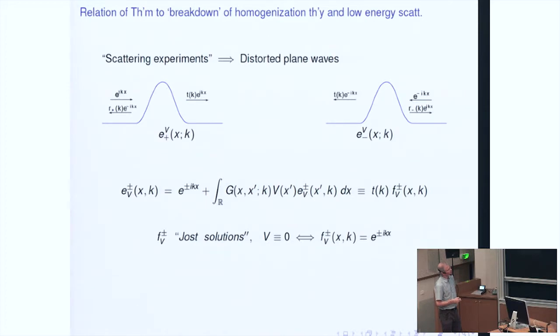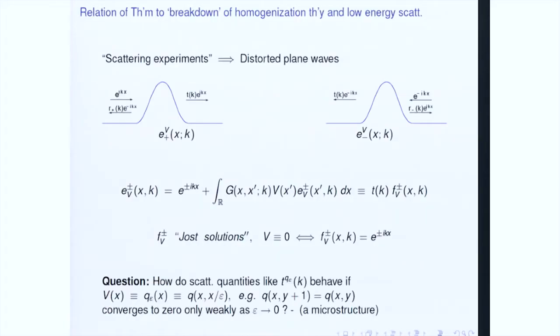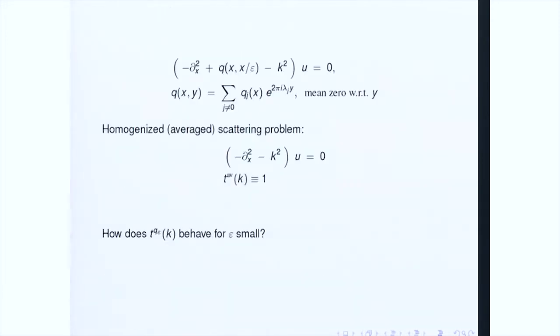And one could define the Jost solutions, which are defined by just factoring out the transmission coefficient. Those turn out to be better objects actually to look at. Okay, so, all right, the question is, how do these transmission coefficients vary as epsilon tends to 0?